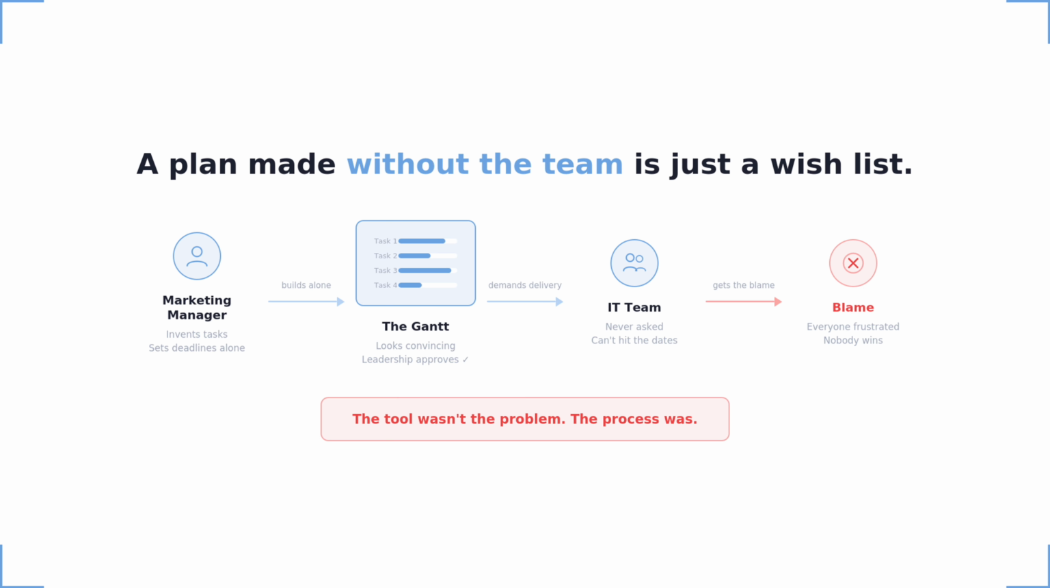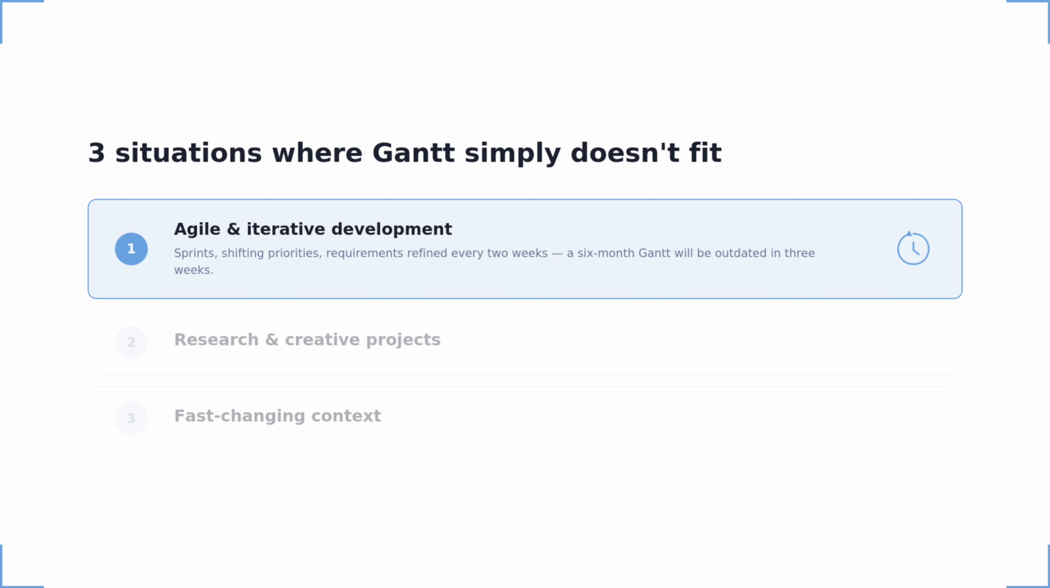And when the team missed the dates, the developers got the blame, even though the only real problem was that the plan was built by someone who had no idea what the work actually involved. That's the first and most common mistake: a Gantt built without the team. But there are other situations where it simply doesn't fit the nature of the project.